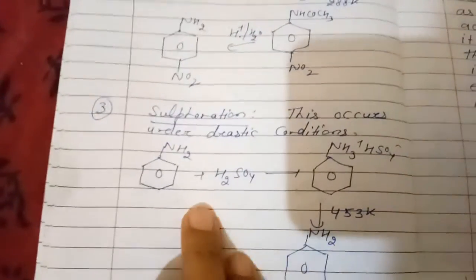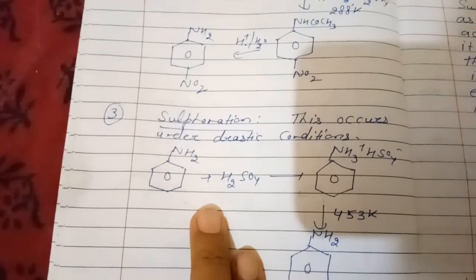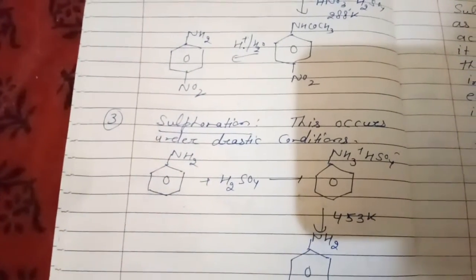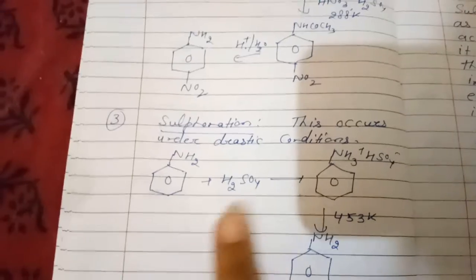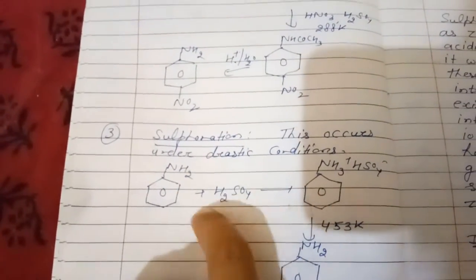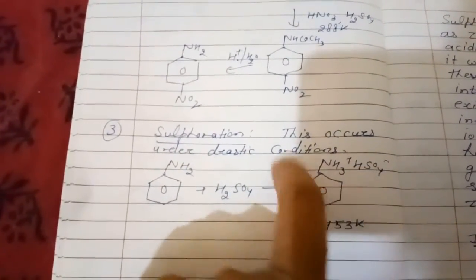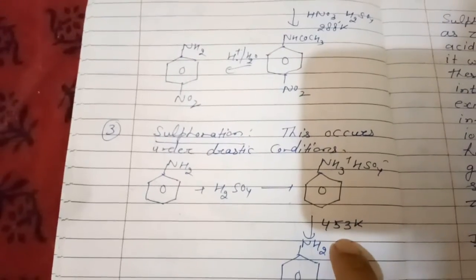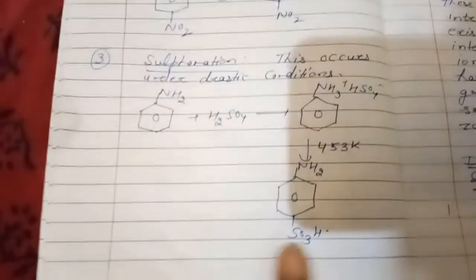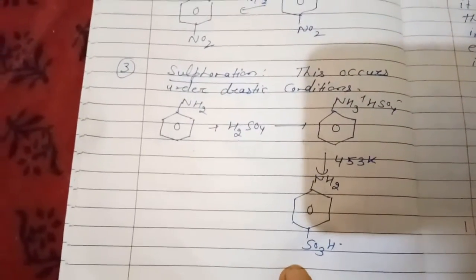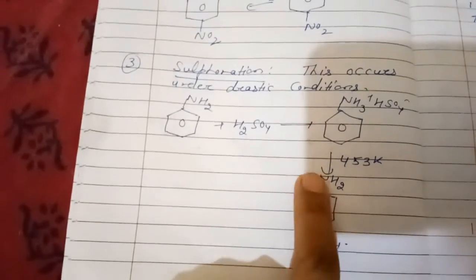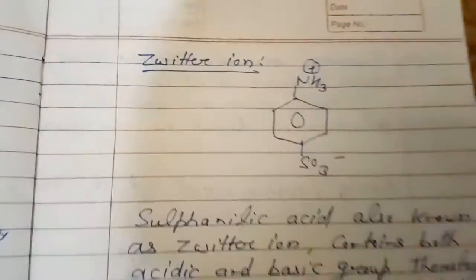Next is the case of sulfonation. How will we perform sulfonation? By treating the compound with sulfuric acid, H2SO4, and we will get this product. When this is heated at 453 Kelvin, we will get the para isomer with the sulfonic acid group. This is actually the zwitterion structure. See here, consider the example of the zwitterion.